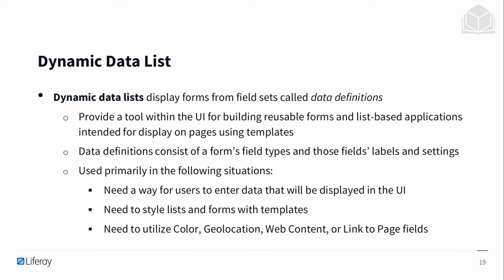Dynamic data lists. Dynamic data lists display forms from field sets called data definitions. They provide a tool within the UI for building reusable forms and list-based applications intended for display on pages using templates. Data definitions consist of a form's field types and those field labels and settings. Dynamic data lists are used primarily in the following situations: when you need a way for users to enter data that will be displayed in the UI, when you need to style lists and forms with templates, or when you need to utilize color, geolocation, web content, or link to page fields.